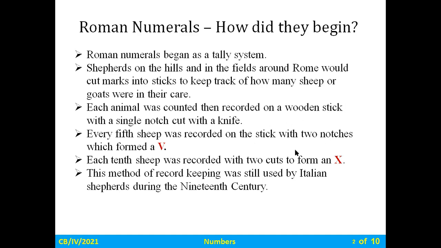Now the way they counted, the same way we did it in grade 3 with tally marks, they used to do. And the fifth one was marked in the V shape. The notch was in the V shape, okay, and the 10th goat or sheep was marked as a cross, which resembles our alphabet X. So this is how they generated the counting in Roman numbers.